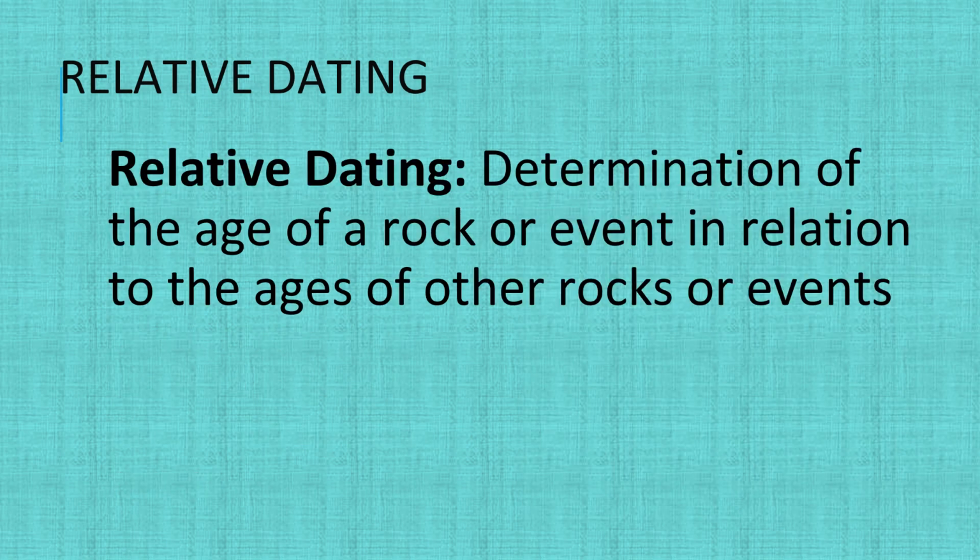So with relative dating, we are determining the age of a rock or an event in relation to the ages of other rocks or events around it, right? We are not getting absolute age by relative dating, okay? We can't know that this happened 2 billion years ago by relative dating. We can just know event A happened before event B happened before event C.